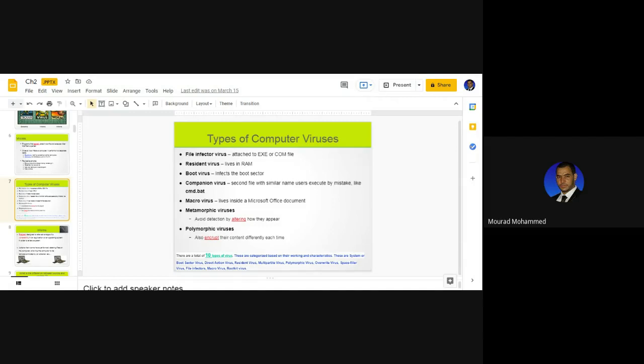So the malware is mainly classified into categories. Yes, we said trojans, viruses, and worms. For the viruses as a category or as a type of malware, we have different types also of viruses. It's not that this is a virus and that's it. No, it's not like that. There is a scenario behind classifying the viruses themselves into types.